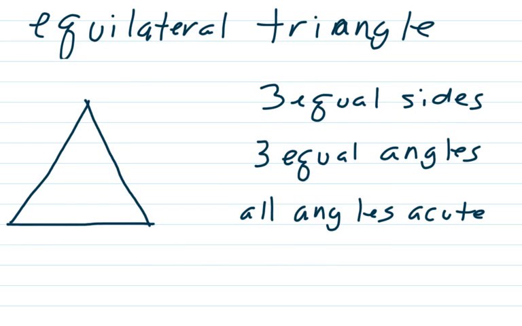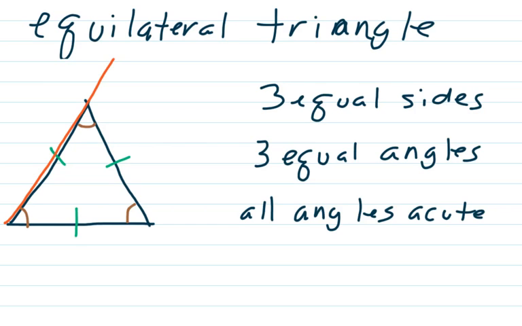Now, let's talk about an equilateral triangle. Well, the equilateral triangle has 3 equal sides, and it has 3 equal angles. So when I mark these equal sides, I'm going to give them the same type of mark to let me know that all of these sides are equal. Since all the angles are also equal, I'm going to mark my angles with the same color.